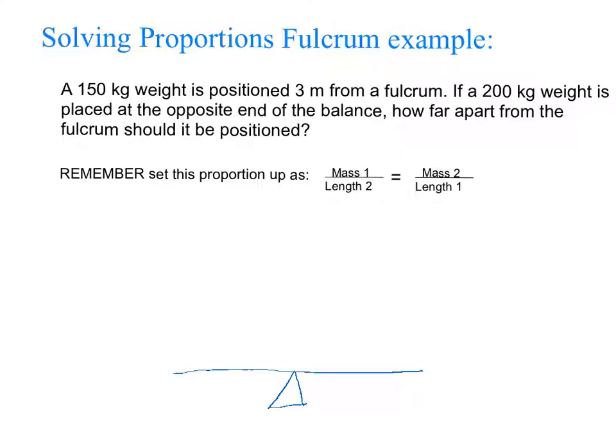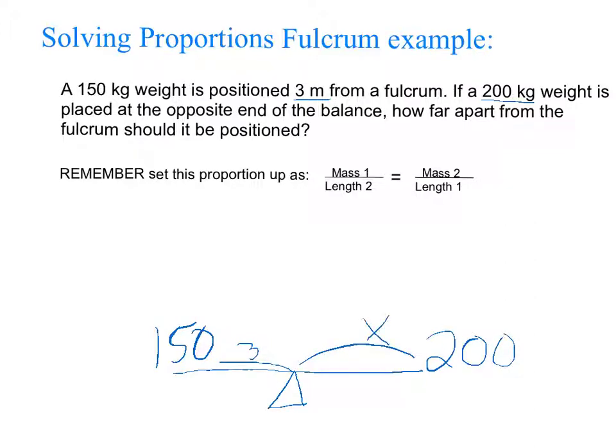So let's read our example. In our example, we have a 150 kilogram weight positioned 3 meters from the fulcrum. So that means 3 meters this way, this 150 is sitting. Then it says if a 200 kilogram weight is placed on the board, how far apart should this be from the fulcrum for it to balance? And they're in direct proportion. Scientists have discovered that this really works. So here is how you set it up.